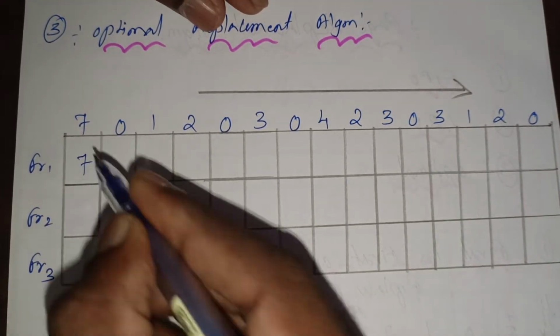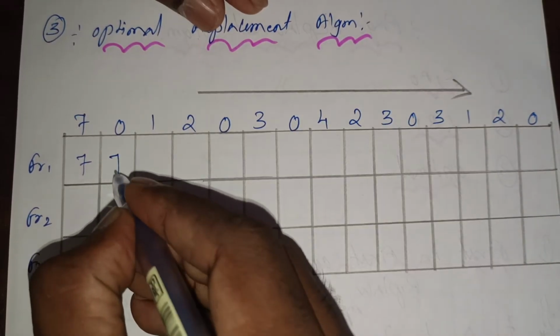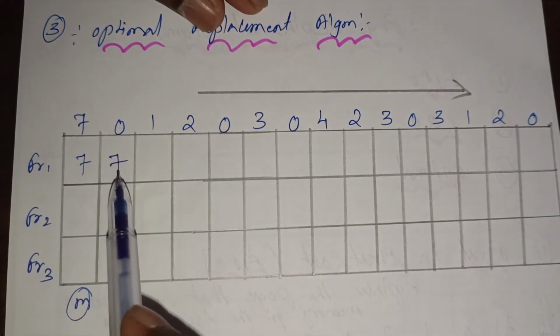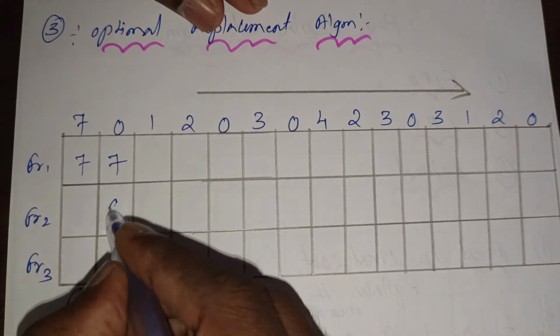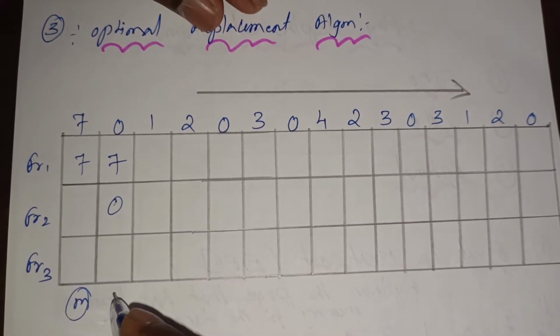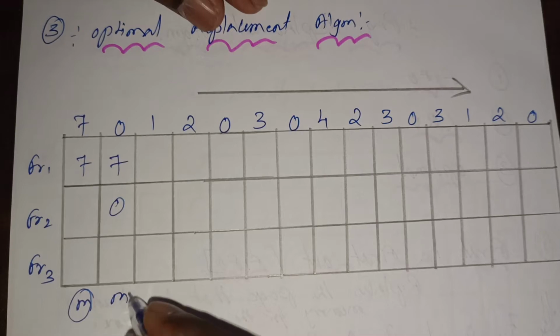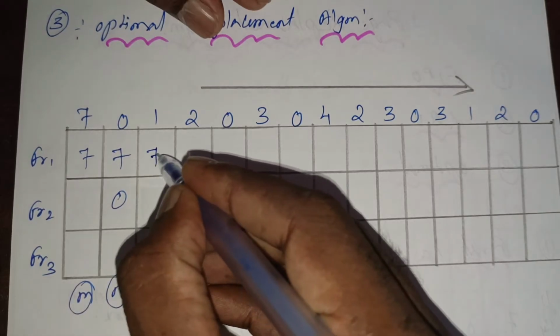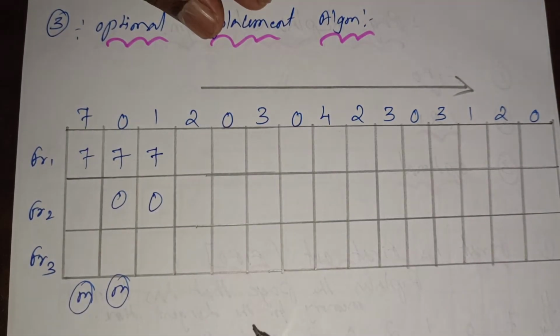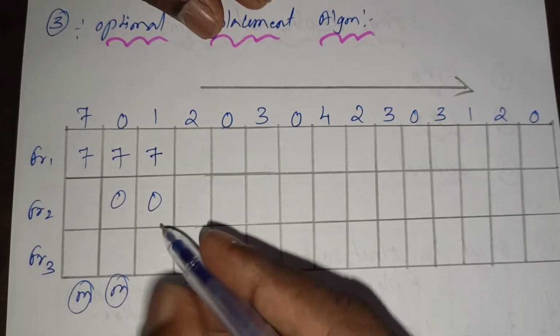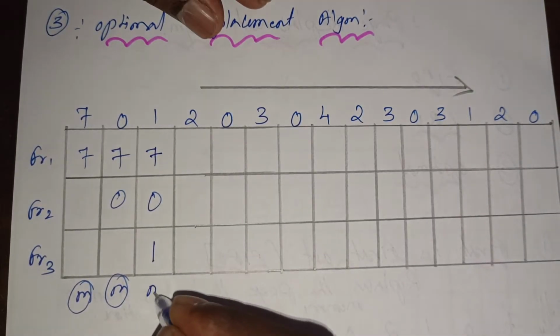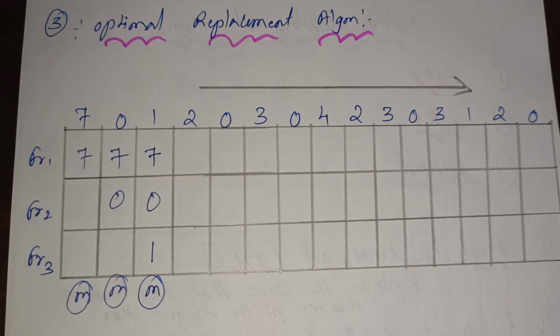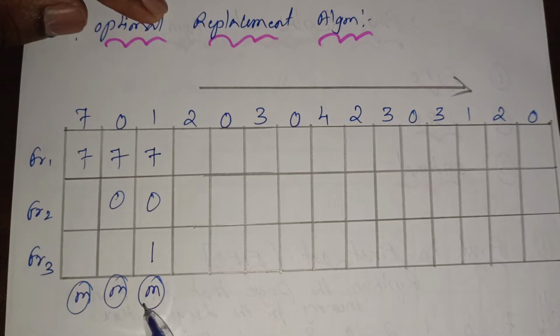So 7 is taking the first frame. Next requested is 0. The first frame is already filled with 7, so 0 is taking the next frame, and 0 is a miss here. The next requested by the CPU is 1. 7 is already there, 0 is in the second frame, and the third frame is empty, so this 1 is brought into this particular third frame. This is also a miss. Whenever the CPU calls, and if it is not available inside the frame, then it is a miss. If it is inside the frame, then it is a hit.